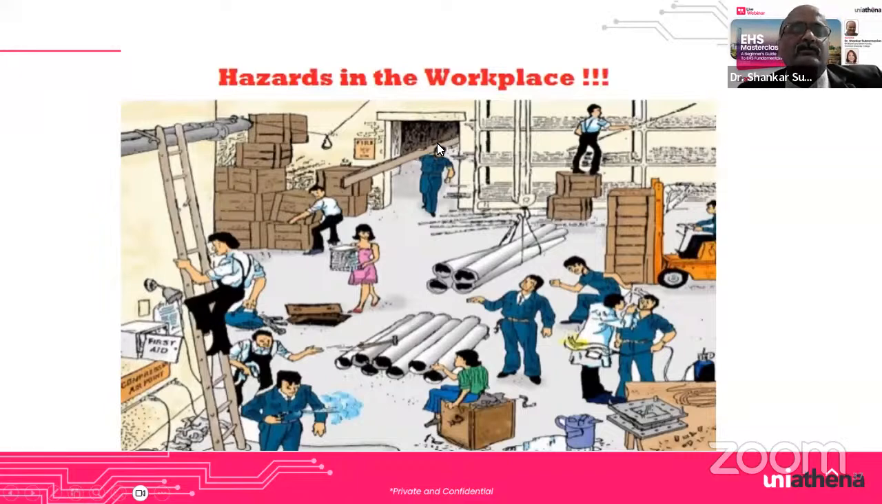That's a person who is carrying a big iron rod or something big. It's coming at this person who is lifting a heavy load, so it can break his back. And this is a wrong place to sit, so you can just crumble in. So all this is hazard.